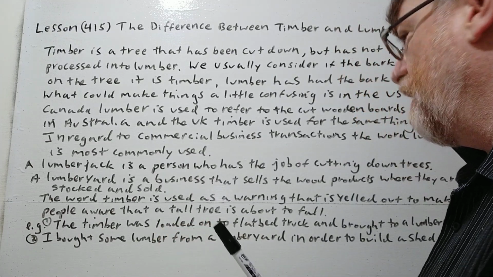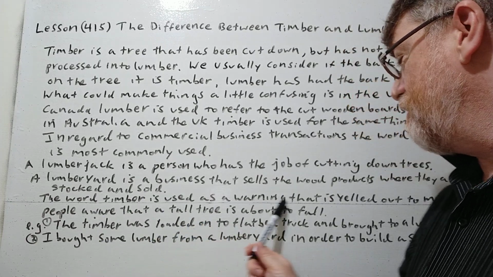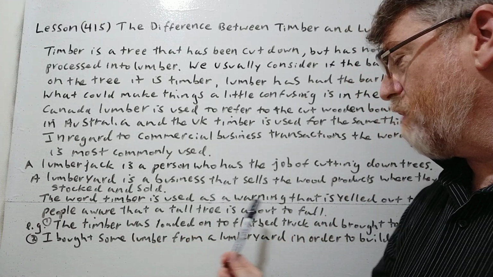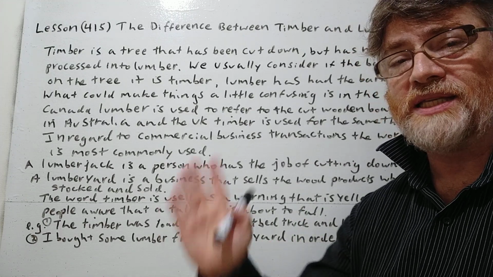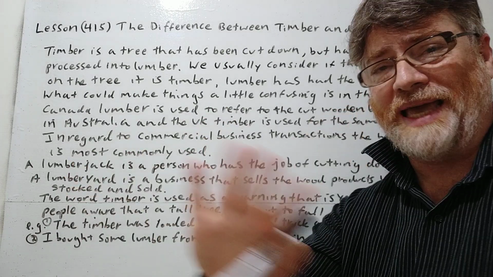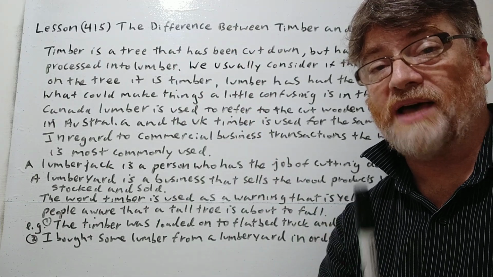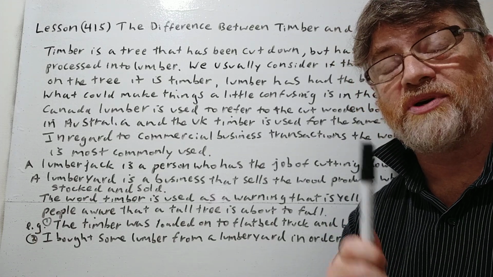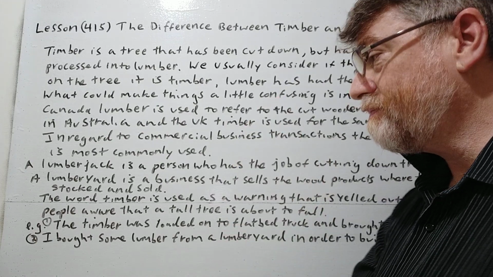Okay, good. All right, now also another strange thing is that the word timber is used as a warning that is yelled out to make sure people are aware that a tree is about to fall. Have you ever seen this in movies? They're cutting it down, and as the tree is about to fall, you usually hear somebody yell, "Timber!" Like get out of the way, the tree is about to fall, because unfortunately trees have fallen on people and injured and killed them before. So this is another way timber is used: as the warning that the tree is about to fall.